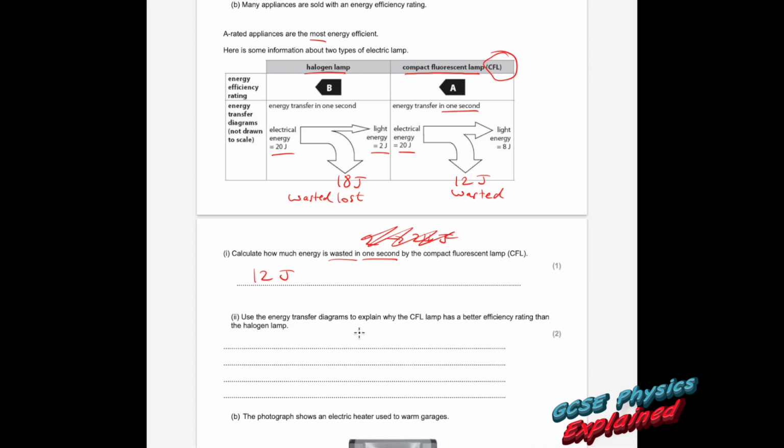Right, part 2. Use the energy transfer diagrams to explain why the CFL lamp has a better efficiency rating than the halogen lamp. Well, you can base your explanation on a calculation. So efficiency is useful energy out over total energy in. Now, they've both had the same amount of energy going in, 20 and 20, but the compact fluorescent lamp has a lot more. It's got 4 times more useful energy coming out compared to the halogen for that same amount of energy.